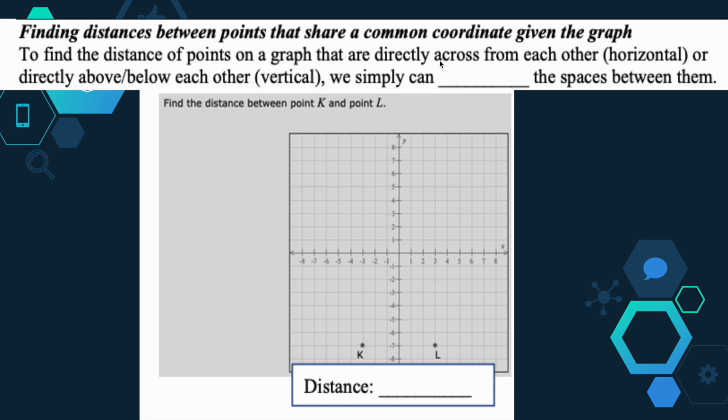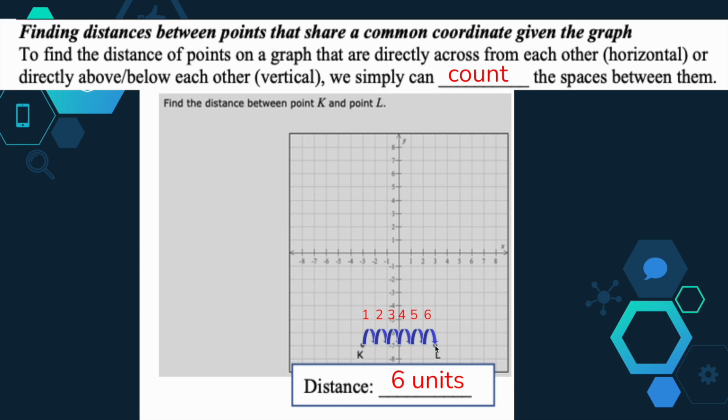So to find the distance of points on a graph that are directly across from each other, which I just told you was horizontal, right? That right and left is horizontal, or directly above and below each other, which is vertical, we can simply count the spaces between them. We don't really need a formula for this. We can just count and go, well, there's 1, 2, 3, sorry, this is a little slow, 4, 5, and 6. So we have 6 spaces, so it's 6 units. It's a distance of 6.